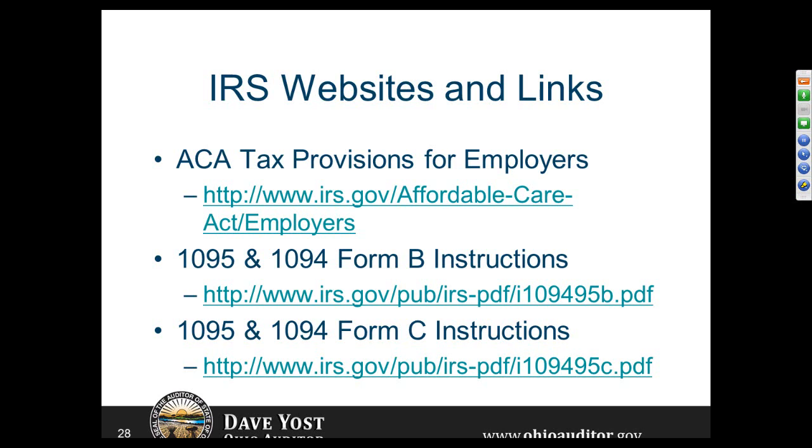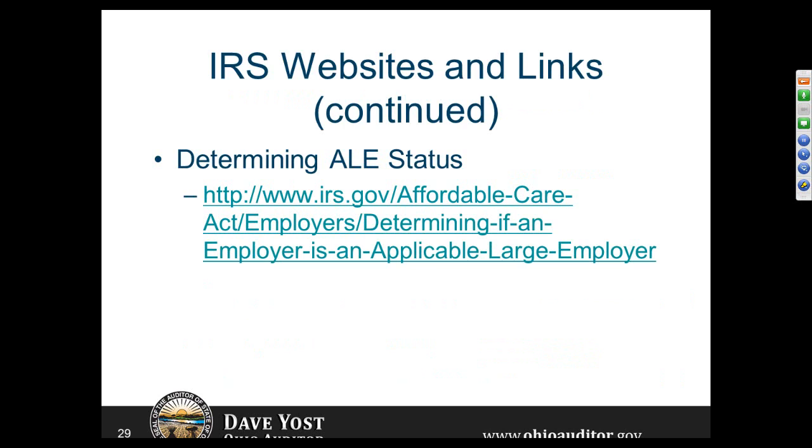The next link down is to the 1095 and 1094 Form B instructions. And the next link is for the 1095 and 1094 Form C instructions. The next one is for determining ALE status. So if you are not sure if you qualify as a large applicable employer, you need to follow the instructions on this screen to determine if you are considered an applicable large employer.